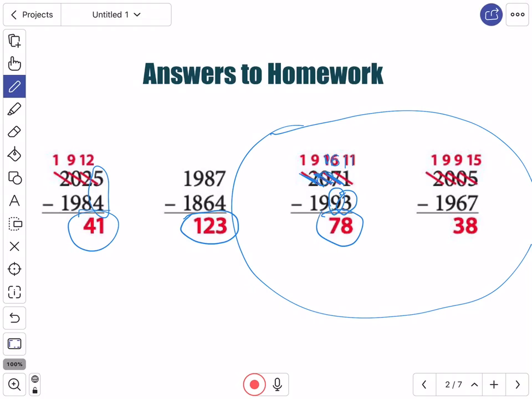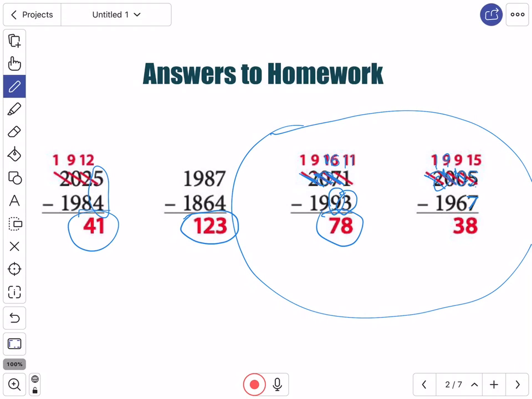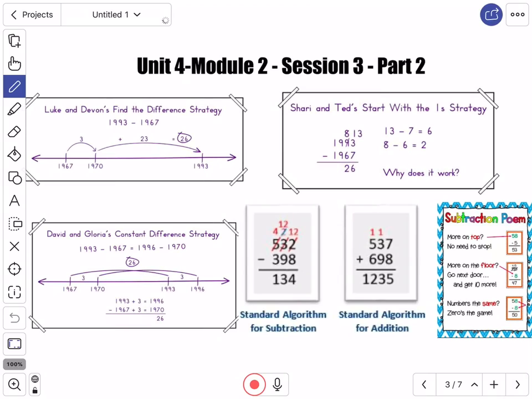And then finally for the last one, 2005 minus 1967. I had more on the floor here. I can't take away 7 from 5, so I had to really regroup, right? I had to jump all the way over to this 2. This 2 then became a 1, which turned this 0 into a 10. But I still wasn't able to regroup this 5, so this 10 then became a 9, which turned this 0 into a 10. Then the 5 was finally able to regroup and use one of the 10s from that 10. So the 10 then became a 9, and the 5 became a 15. 15 minus 7 equals 8, and 9 minus 6 equals 3. So the answer should be 38. So there are your answers from your homework.